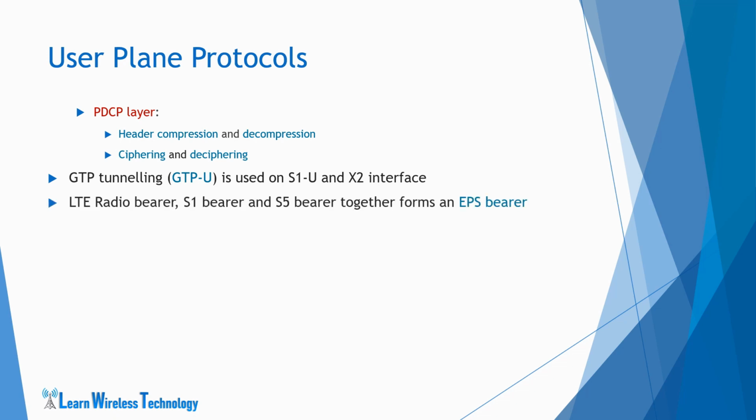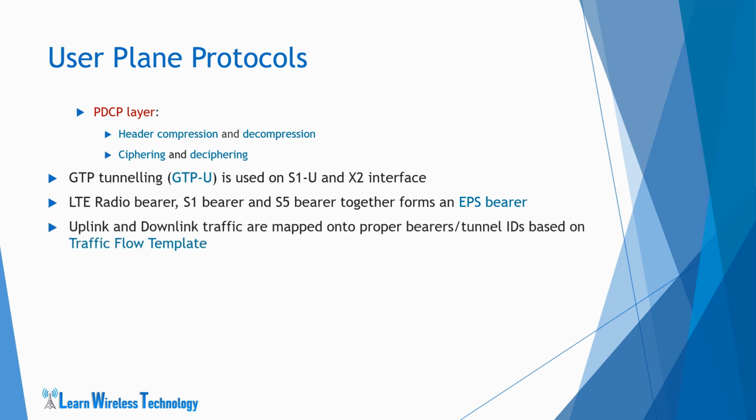The overall EPS bearer for transferring user data is formed using radio bearer, which is between UV and eNodeB, S1 bearer, which is between eNodeB and serving gateway, and S5 bearer, which is between serving gateway and PDN gateway. Uplink and downlink data traffic are mapped onto proper bearers or tunnel IDs based on traffic flow template. Traffic flow templates are a set of packet filters for the UV that is applied in uplink and downlink direction.